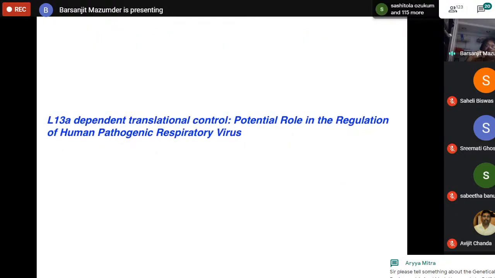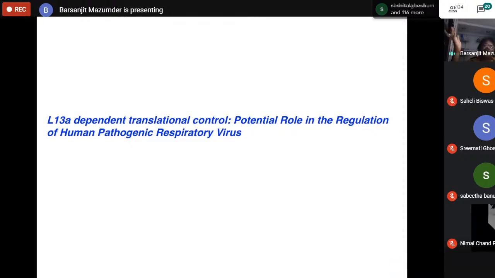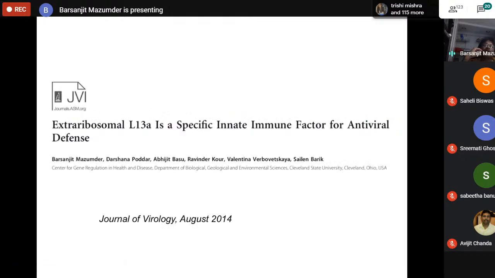So without going into further detail, I'll now switch to another emerging work from my lab, on how this translation control mechanism regulates human pathogenic respiratory viruses. The first virus we have, so we have published this paper a couple of years before, that extra-ribosomal L13a could be a specific innate immune factor for antiviral defense.